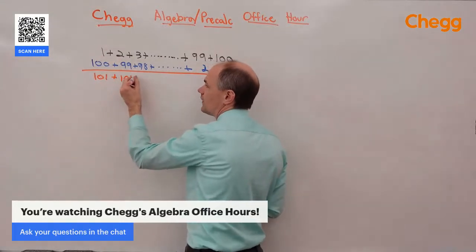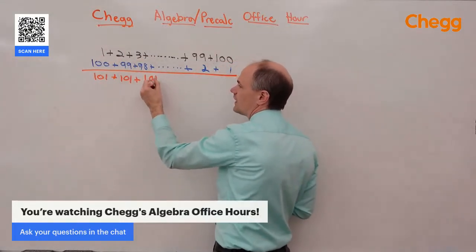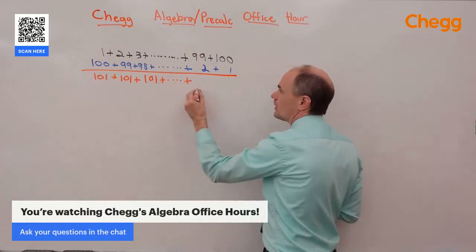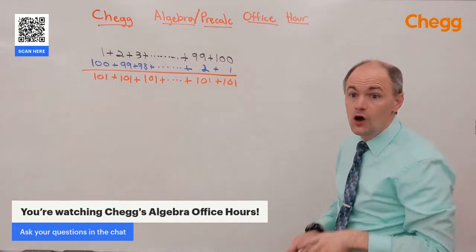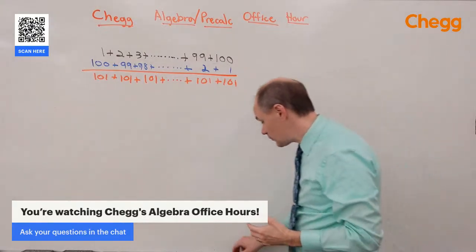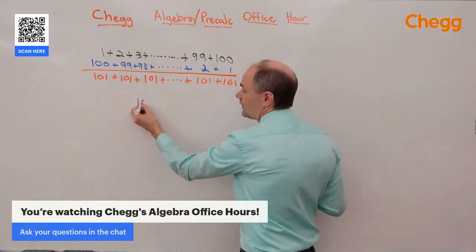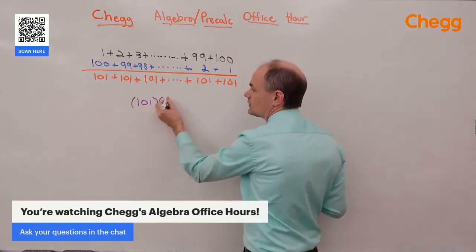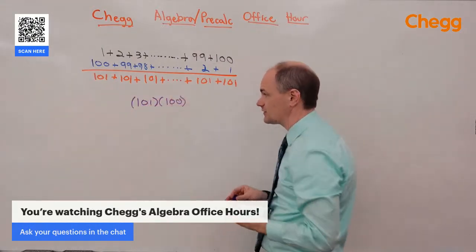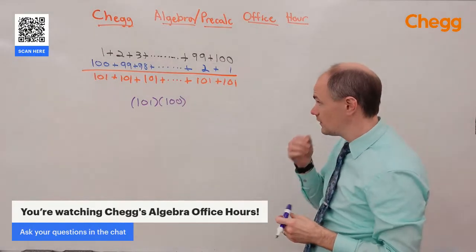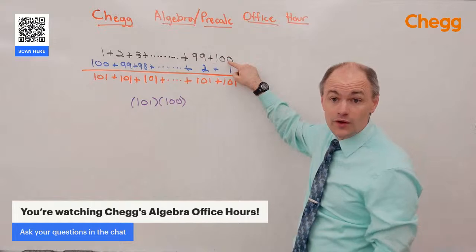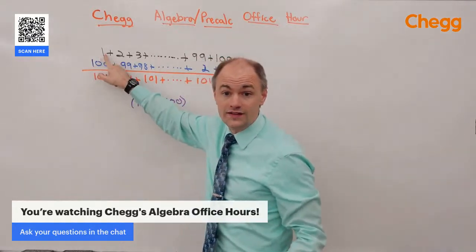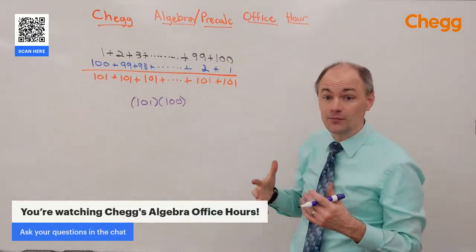99 plus 2 is 101. 98 plus 3 is 101. Plus 101 plus 101. What I have ended up with is 101 occurring 100 times. The problem with this is we have added all the numbers twice, right? 100 is here and 100 is here. 1 is here and 1 is there. We've added every number twice.